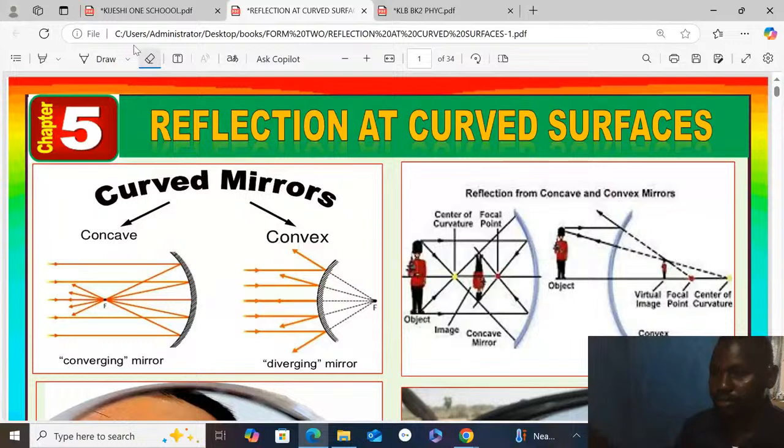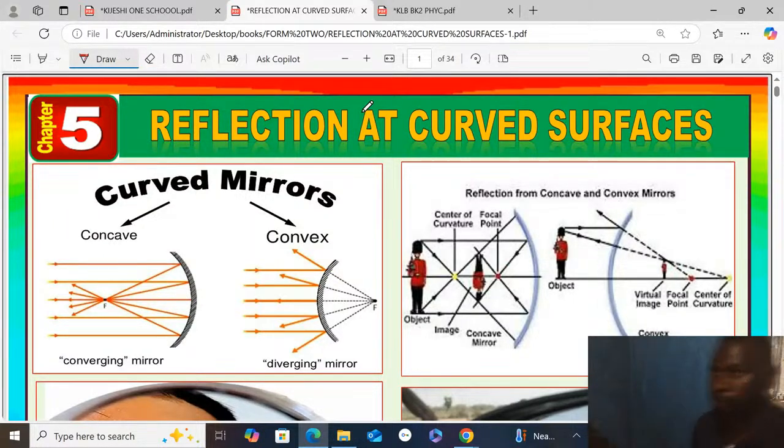So this is now the chapter. In this case, we're going to deal majorly with two types of curved surfaces, and that is one, a concave, and a convex mirror. These will be the key areas of discussion for this chapter. Therefore, we can go further.